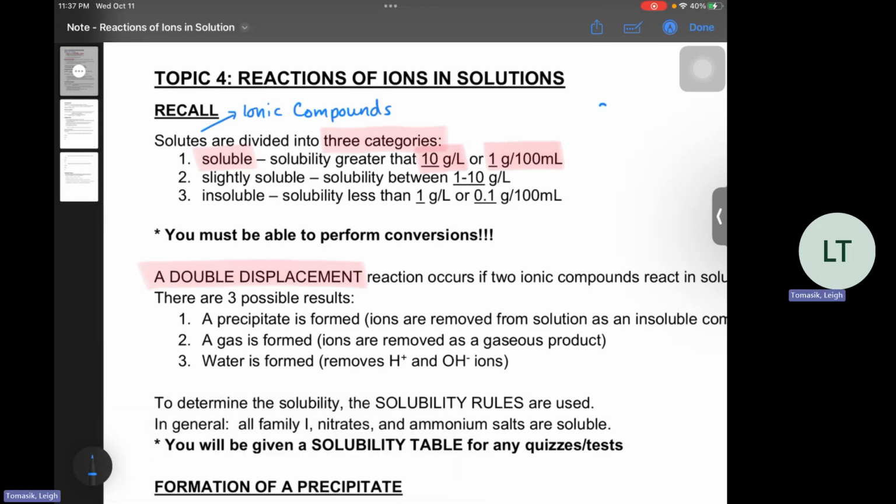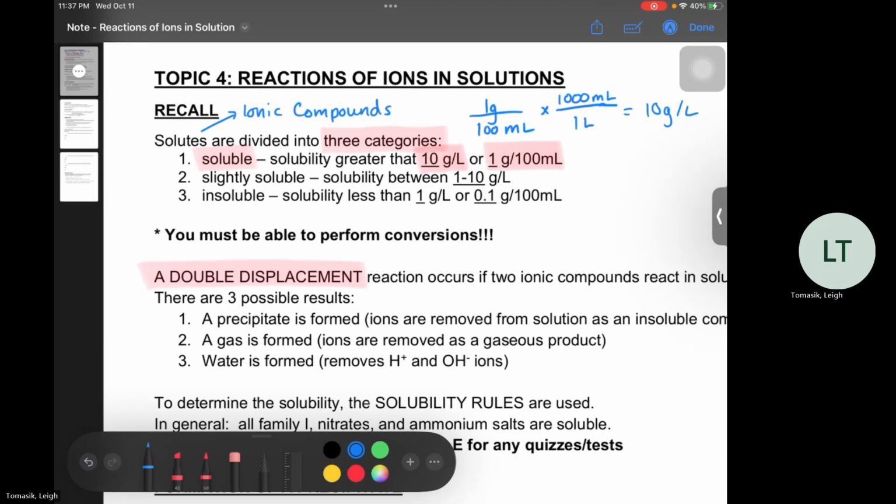If we have 1 gram per 100 milliliters, and we know that there are 1,000 milliliters in 1 liter, then 1 times 1,000 is 1,000, divided by 100, divided by 1, and we'll get 10 grams per liter. Same amount, we just did a unit conversion on it.